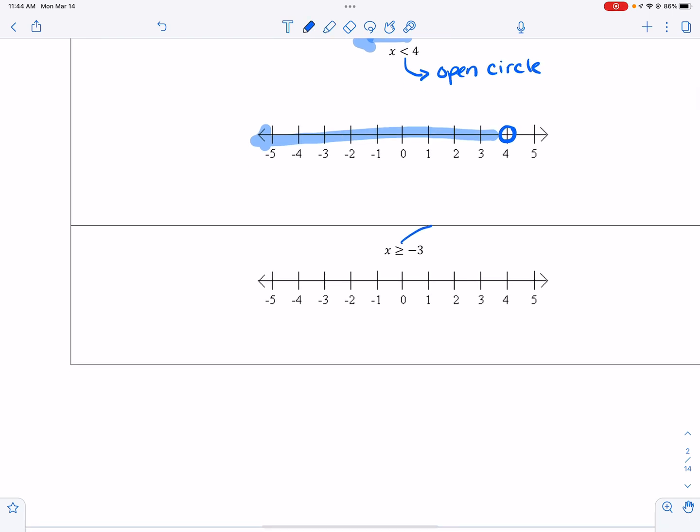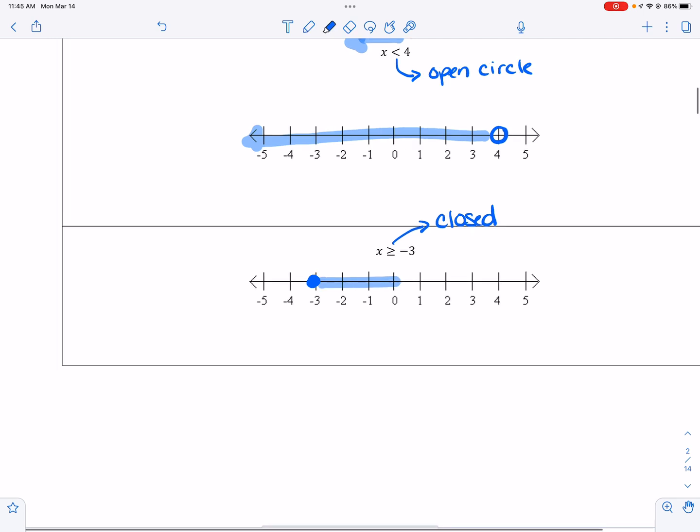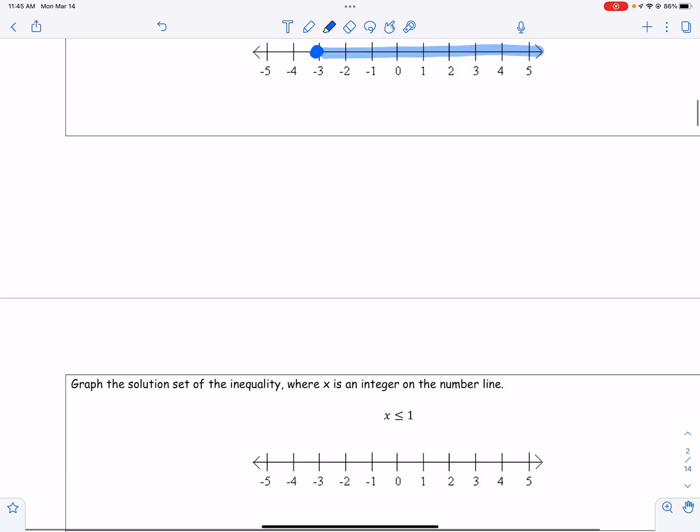Greater than or equal to means that the number is included, so it will be a closed circle. So we're going to find the number negative 3, excuse me, and then we are going to shade to the right because the pointer is going to the right.